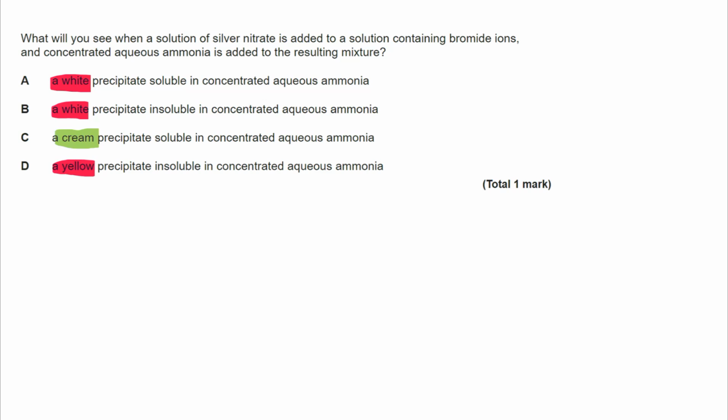But we also need to remember that silver chloride would be soluble in aqueous ammonia. Silver bromide is soluble in concentrated ammonia, and silver iodide continues to be insoluble even in concentrated ammonia. Correct answer is C. Next question.